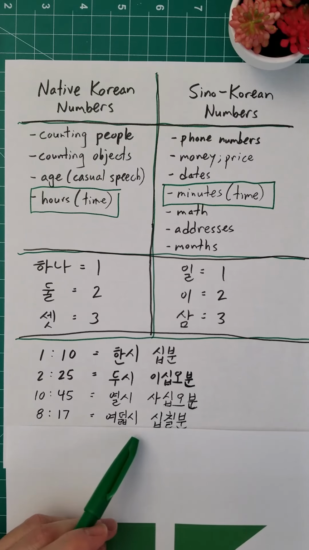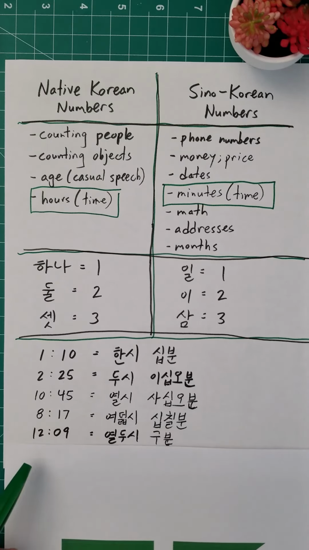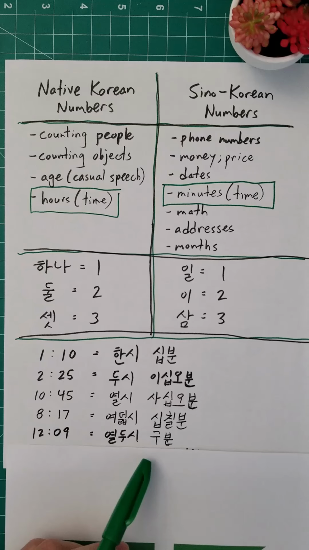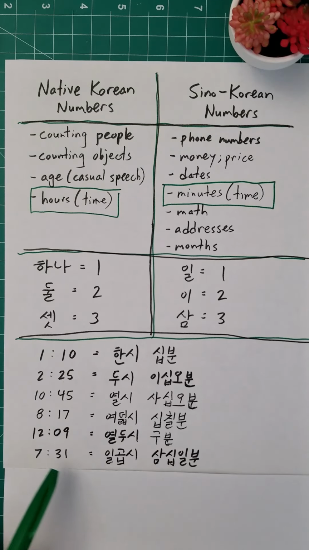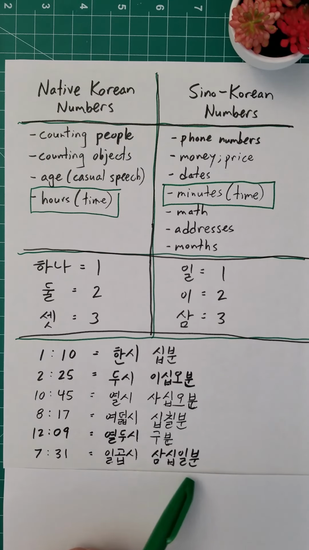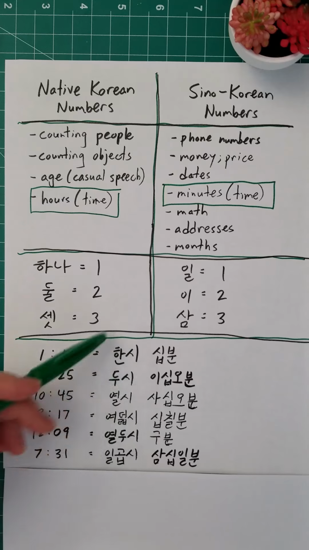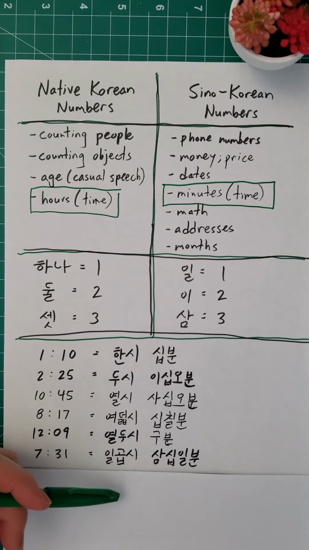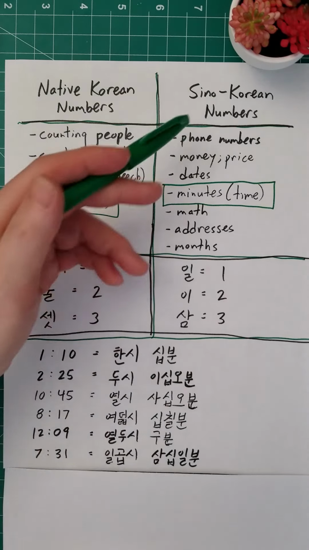8:17 is 8시, 17분. 12:09 is 12시, 9분. And 7:31 is 7시, 31분. So as you can see, all the hours are using native Korean numbers, and all the minutes are using Sino-Korean numbers.